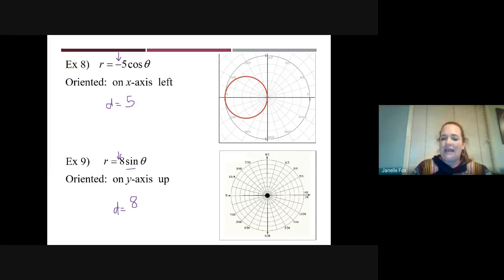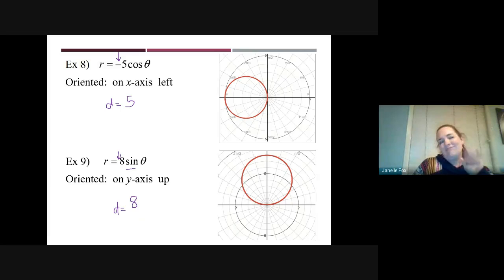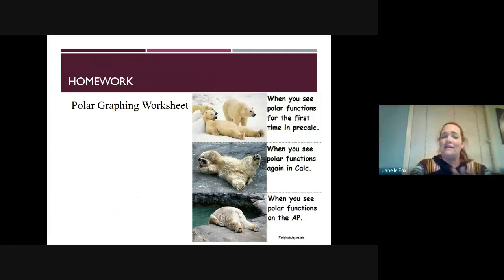Goes to the origin, count 8 up because of the sine and it being a positive 8, and then just like that, circle. Totally easy. Okay, ladies and gentlemen, this is the end of your notes.